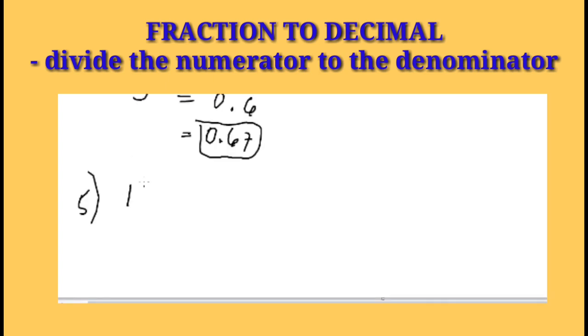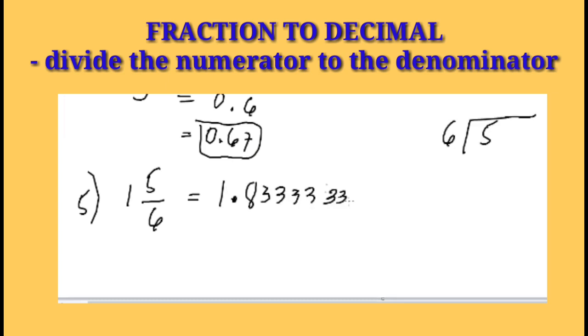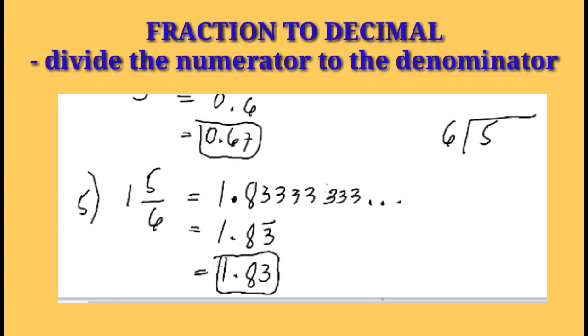Number 5. 1 and 5/6. Anong sagot? 1 point, i-convert nyo lang yung 5/6 sa decimal. Pag binaligtad mo siya, i-convert mo yung 0.83 sa 1 and 5/6, hindi siya mababalik ng ganun. So, dapat repeating. Okay, 1.8, tapos 3, may bar sa taas yung 3. Ibig sabihin yung 3 nare-repeat. Pag ginamit mo siya sa word problem, saka mo pa lang siya i-round off. Pero pag gusto kong i-convert lang siya, dapat yung may ellipsis or may bar sa taas.